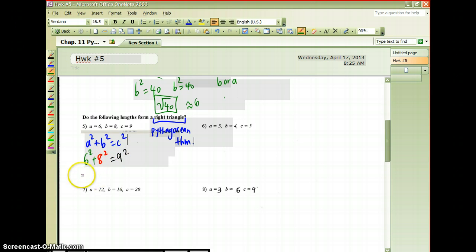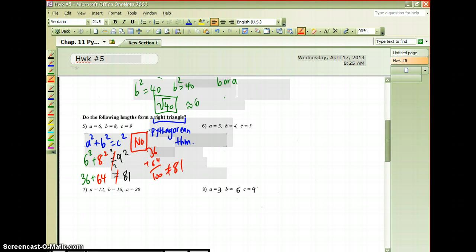Well, we're going to square them and see. Does 36 plus 64 equal 81? Does that work? 36 plus 64 is actually 100, so that is not equal to 81, so the answer is no. No, 6, 8, and 9, if they were lengths in a triangle, they would not make a 90-degree angle right here. No 90 degree. Basically, that's what it's saying. So you would do the same thing, and you can use the same formula, A squared plus B squared equals C squared, for all 4 of the questions.